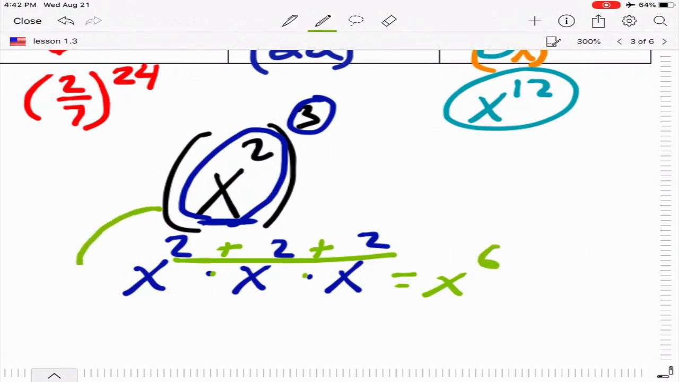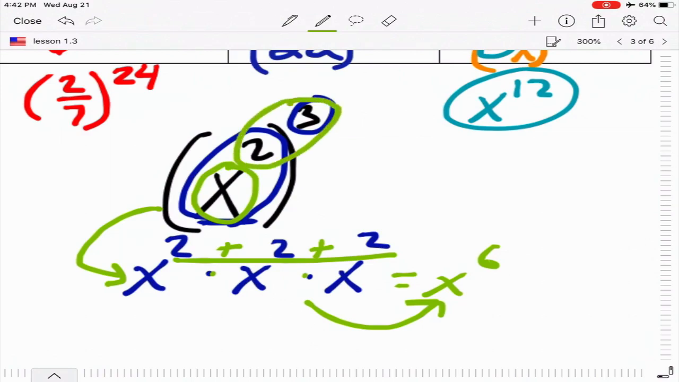Instead of teaching students how to go from here to here, and then to here, which would be a lot longer, we just tell students, well, if you only have one base, technically multiply the exponents. And 2 times 3 is 6. And notice how I get the answer right away.